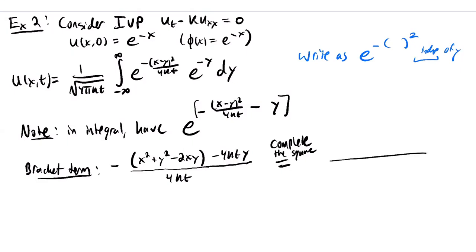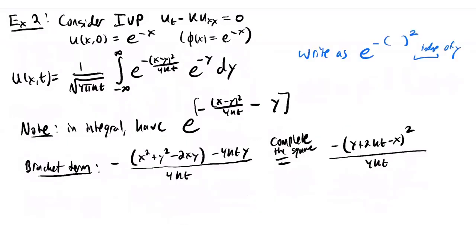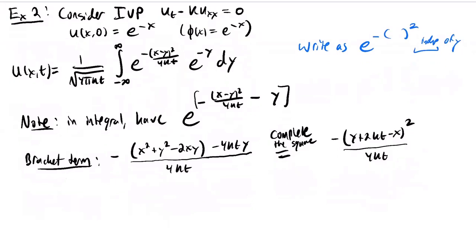And so you can write this now as minus (y plus 2kt minus x) all squared divided by 4kt. And then you have the sort of error term arising from completing the square, which is what's left over when you try to write the thing on the left as the square of something. And so that turns out to be kt minus x, right?